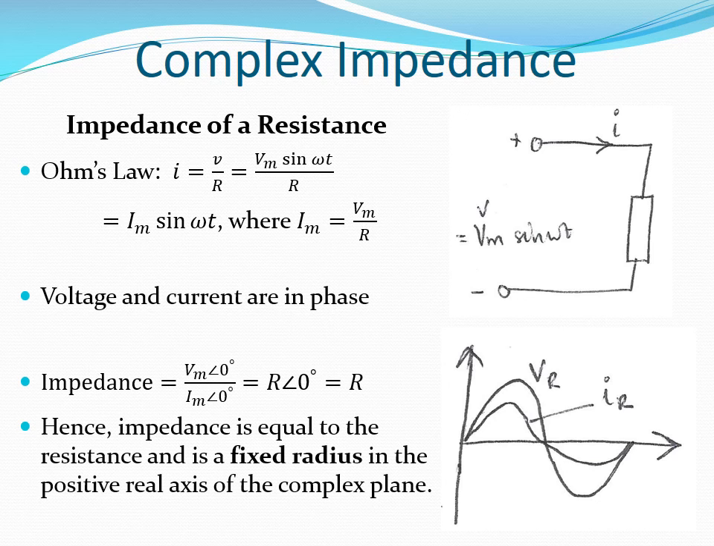To obtain the impedance, we express the voltage and current in phasor form and then apply Ohm's law. We obtain a complex number with a magnitude equal to the resistance value and an argument equal to 0. Therefore, the impedance of a pure resistance is a real number equal to the magnitude of the resistance. When it is taken into the complex plane, it is a fixed radius in the positive real axis of the plane.